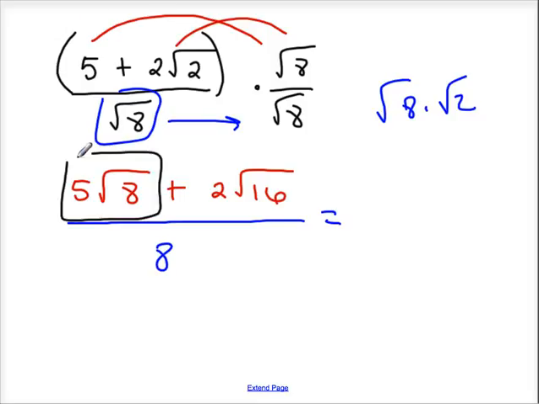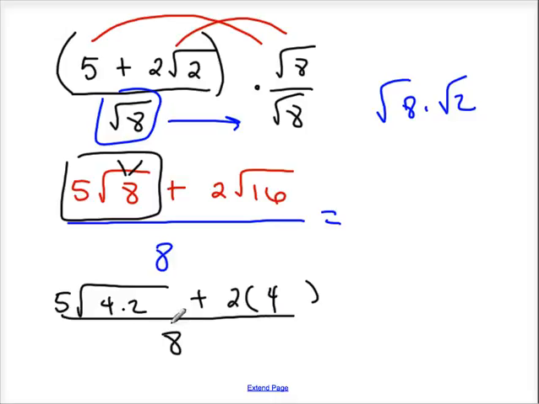So you can still simplify 5 radical 8. 8 you can break up into what two factors? 4 and 2. So this is actually 5 times 4 times 2 plus 2 times radical 16 is just 4 over 8. Square root of 4 comes out as a 2, so 2 times 5, which is 10 radical 2 plus 8 over 8. Am I done? No. No, very good. Can I simplify any further?